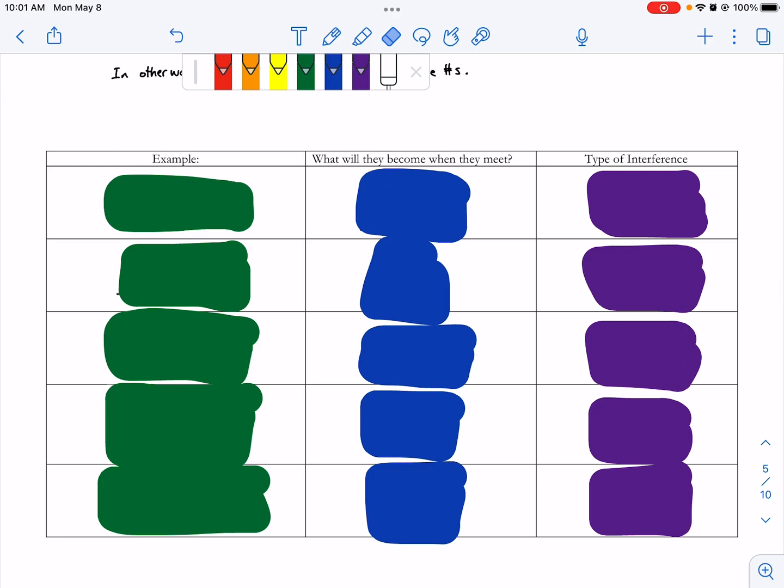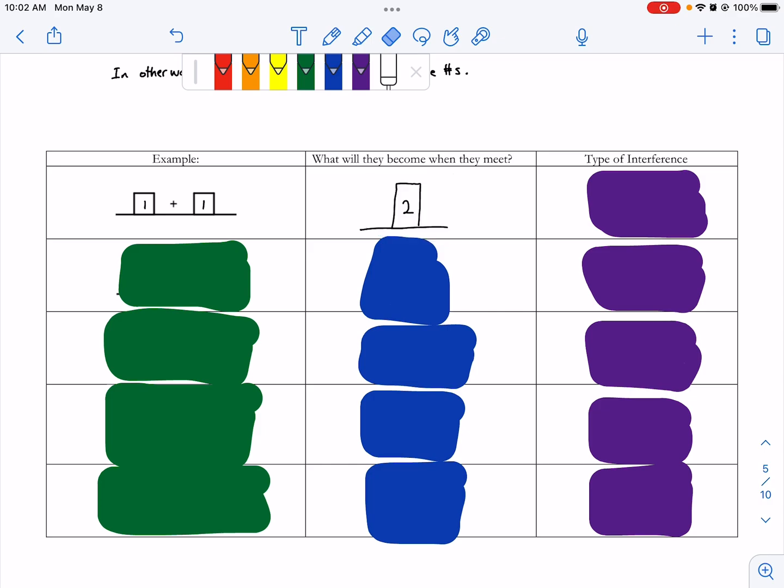And we've got our first example, which is very similar to the first one that we did. We have a 1 wave and a 2 wave. And when they meet, what do you think they're going to make? Well, if you were guessing a 2 wave, then you're right. So is that going to be constructive or destructive interference? Well, it looks like they're getting bigger. Okay, so this 2 is definitely bigger than both of those original waves, and so it is constructive interference.